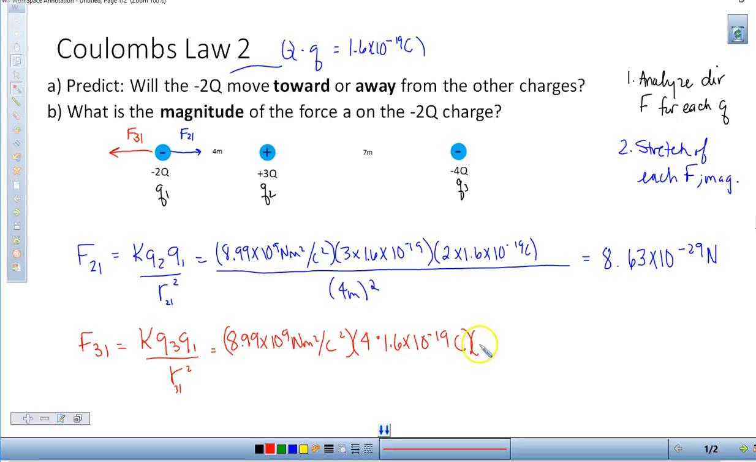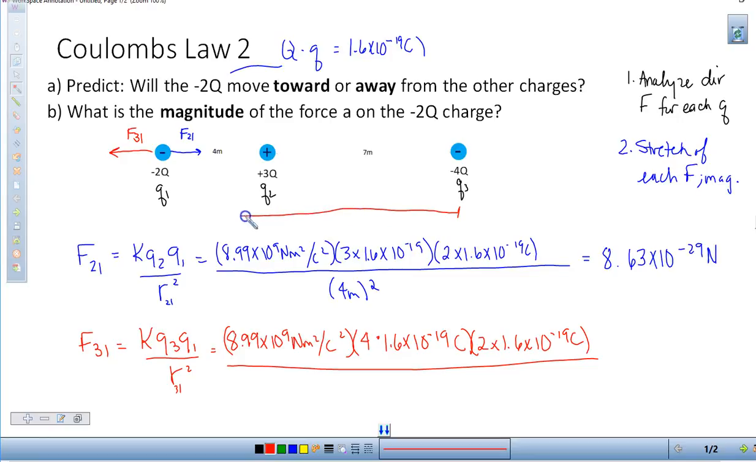Okay, the same first charge. I guess I'll be consistent here. Just like that. Now we need the distance separated. So you might jump to this right away because it's a number they give you, but that's not what you want. You want the distance from here to here. That's how far apart Q1 and Q3 are. So that makes it 11. So we're going to do 11 here and then square it.